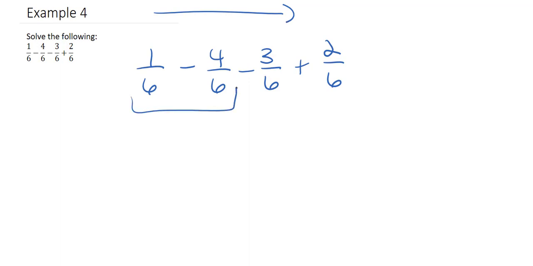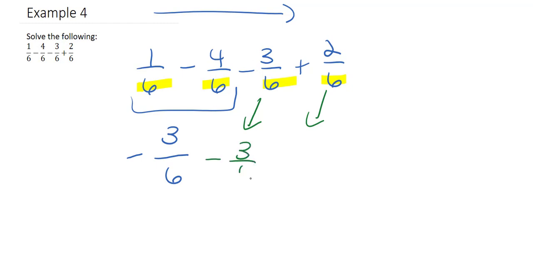So we're going to go ahead and deal with the first two. And we're going to notice, right, all of these have a common denominator. So we're just going to keep it as 6. So our denominator, 1 over 6 minus 4 over 6, right? Well, that would be equal to negative 3 over 6, right? Because 1 minus 4 is equal to negative 3 over 6. Then we're just going to go ahead and just bring down the rest of this, right? So we're just going to go minus 3 over 6 plus 2 over 6.